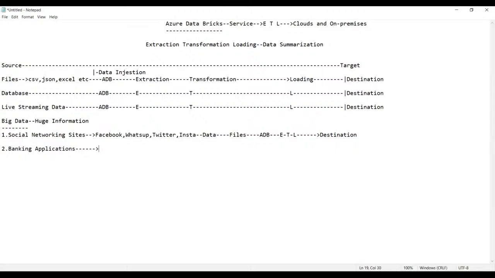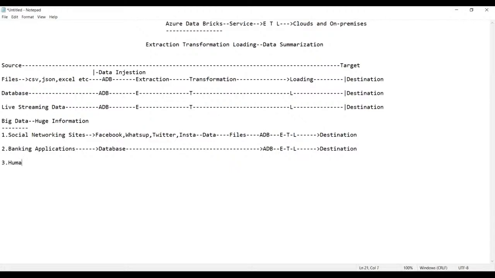Whenever you have banking applications, the data will be stored in the form of databases only, guys. From the databases, we pull in the data, again the same process. Using ADB, Azure Databricks, we perform the job of extraction, transformation, and loading. Finally, once we load it, ultimately it will be sent towards the destination.